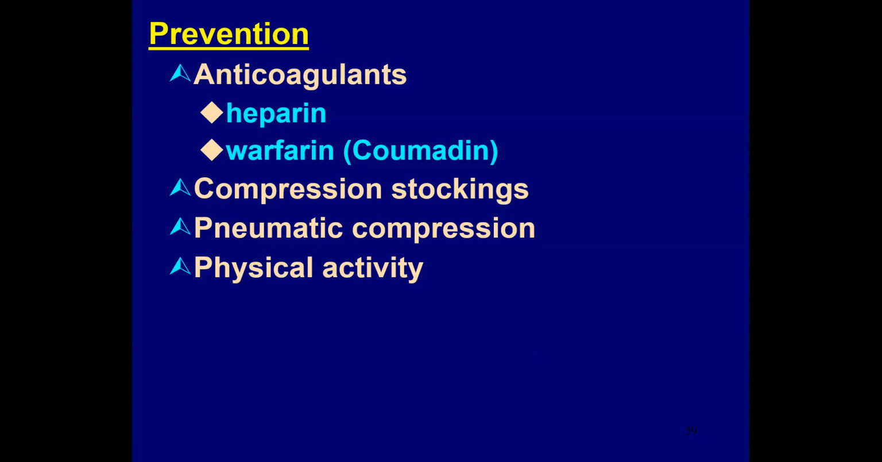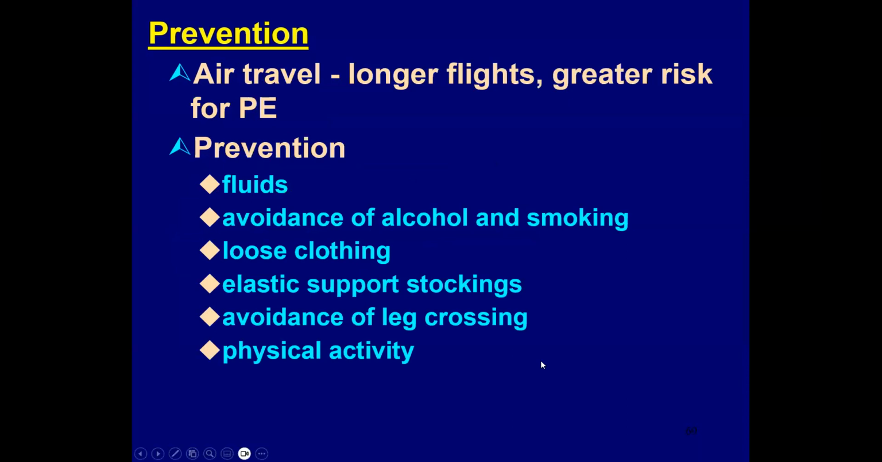Other methods for preventing a PE include compression stockings to prevent venous pooling, pneumatic compression of the veins, and also, that's the best choice of all, if it can be done, is physical activity. Walking around is enough. Air travel produces a high risk. The longer the flight, the greater the risk there is for a pulmonary embolism because they're sitting down.